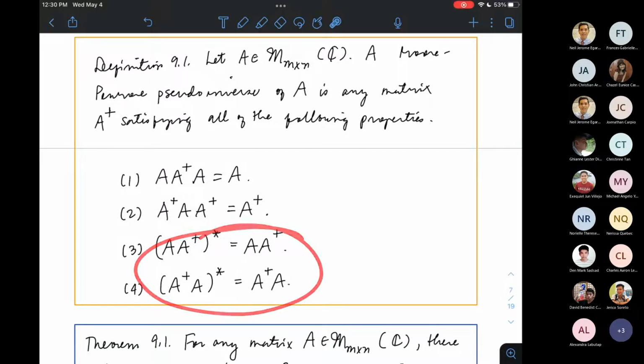Tapos, dito naman, this just tells us na, yung A times A plus, meaning siya ay symmetric with respect to the conjugate transpose.